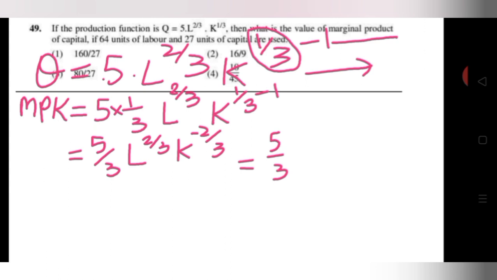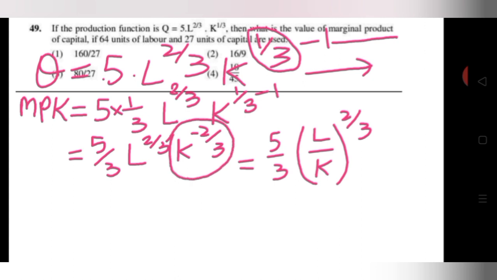We have L by k to the whole power 2 by 3, because this k to the power 2 by 3, when we transpose it to the denominator, the exponent becomes positive. So the power becomes positive, and then since the powers are the same, we can write it as L by k to the power 2 by 3 in this form.